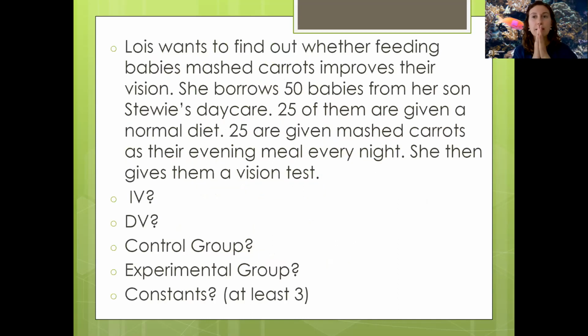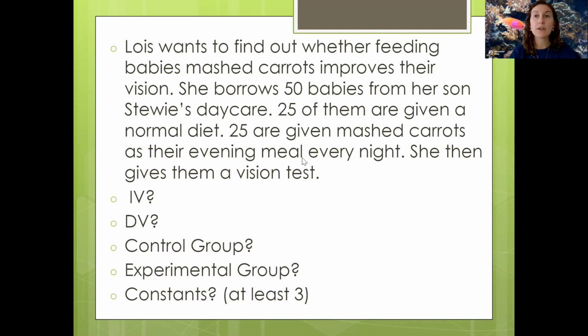Okay, so let's try it out. Let's practice, practice, practice. I've got an experiment. Let's see if we can try to figure out all these different parts. So Lois wants to find out whether feeding babies mashed carrots improves their vision. She borrows 50 babies casually from her son Stewie's daycare. 25 of them are given a normal diet. 25 of them are given mashed carrots as their evening meal every night. She gives them a vision test.